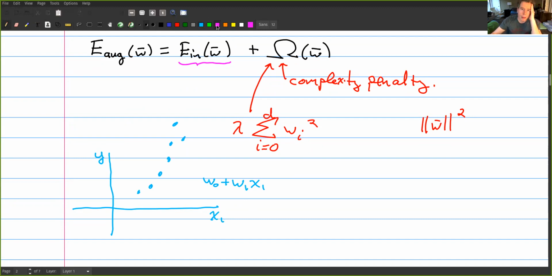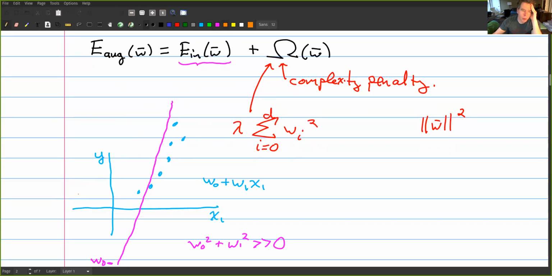The line that fits this best might be something like this. Whoa, this will be a very steep line. It has a very low intercept, so W0 is way down here, and it's steep, so W1 is also big. So for this solution, W0 squared plus W1 squared is going to be large, much bigger than 0. In this understanding of what complexity means, this would be a relatively complex solution.